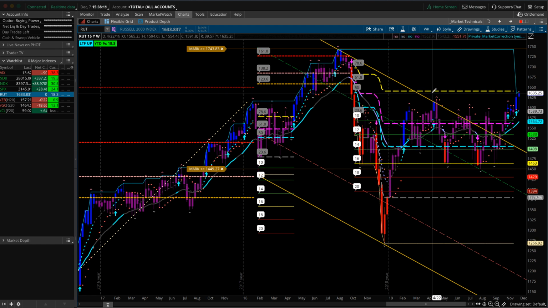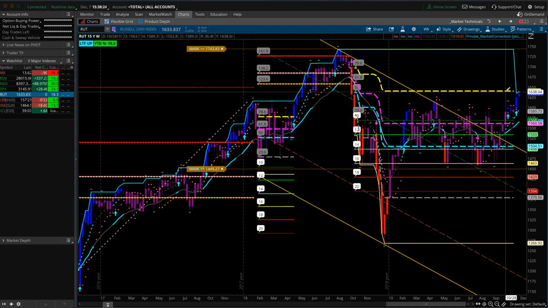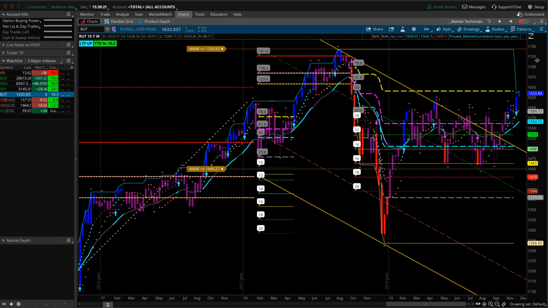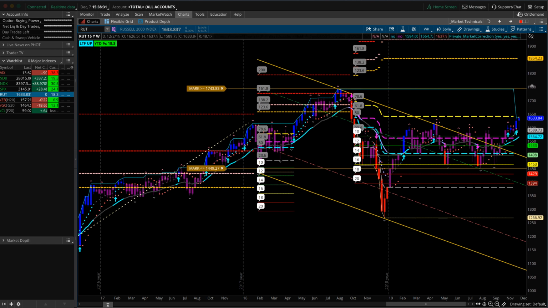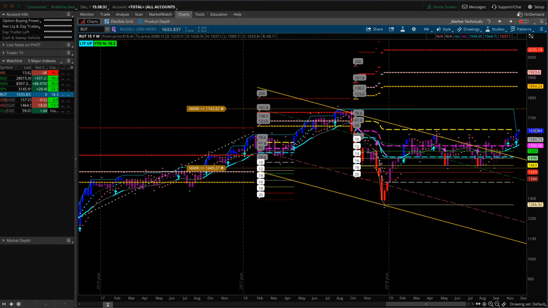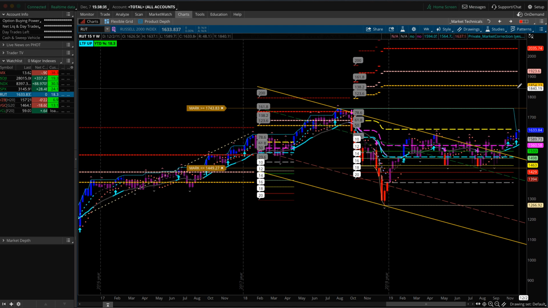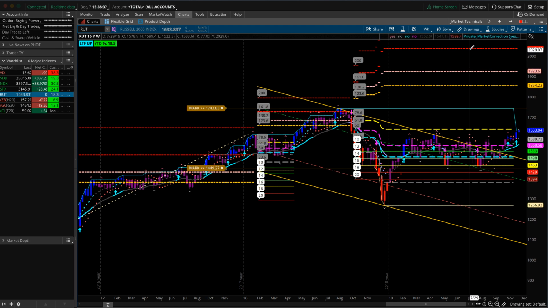So you can still keep an eye on these levels here. The 78.6 is going to be the key level. We need to get above that before we can make new all-time highs on the Russell 2000. And then you can also identify some other levels here. I'll just move this down so you can identify these levels and mark them for your own notes.